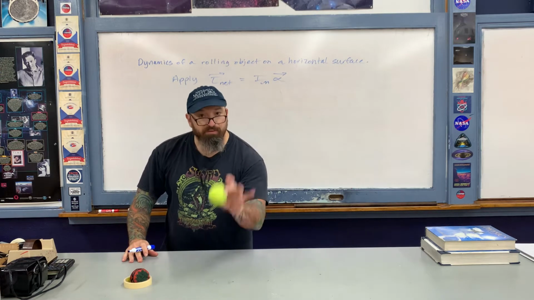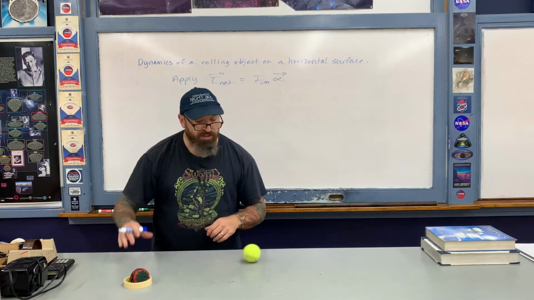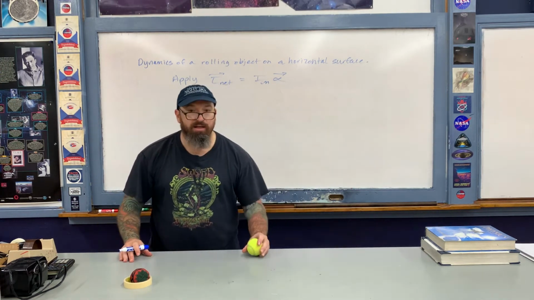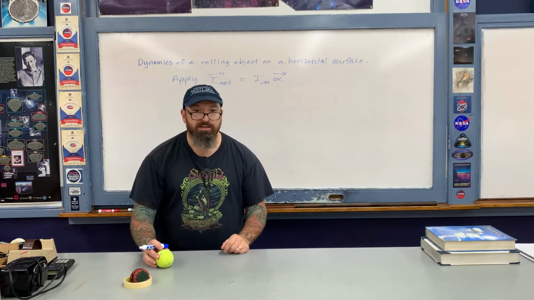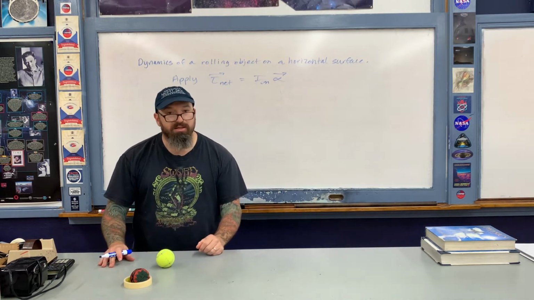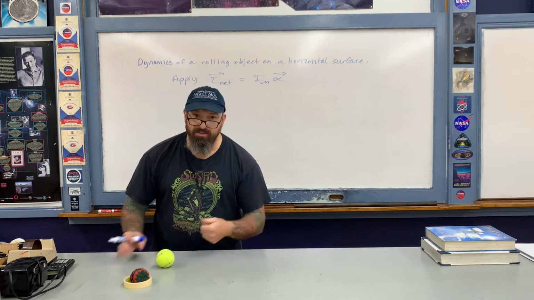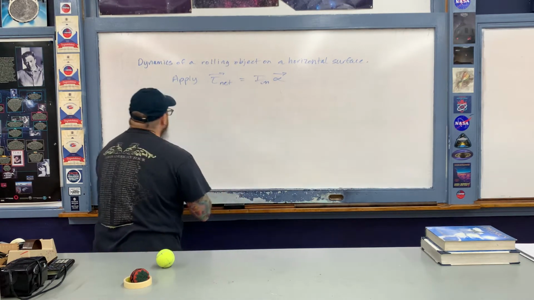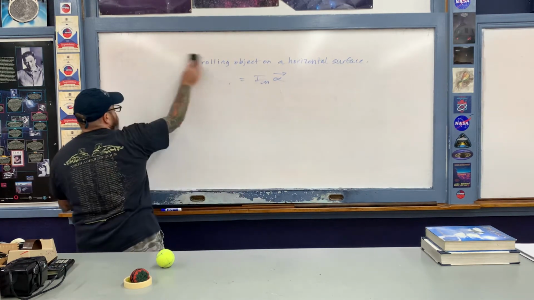Okay, so we have, for example, my tennis ball. It rolls horizontally across the desk to the right-hand side. It slows down as it does. So let's apply F equals ma to the situation and tau equals I times alpha as well. Now I'm going to go ahead and do some erasing here. Let's draw out our situation.